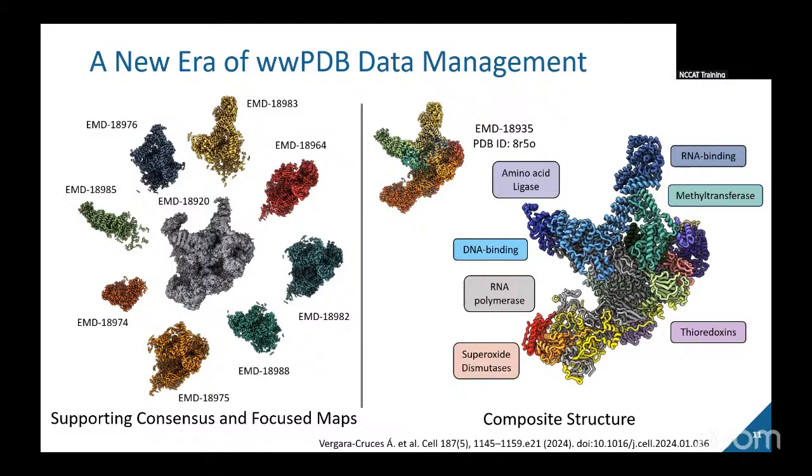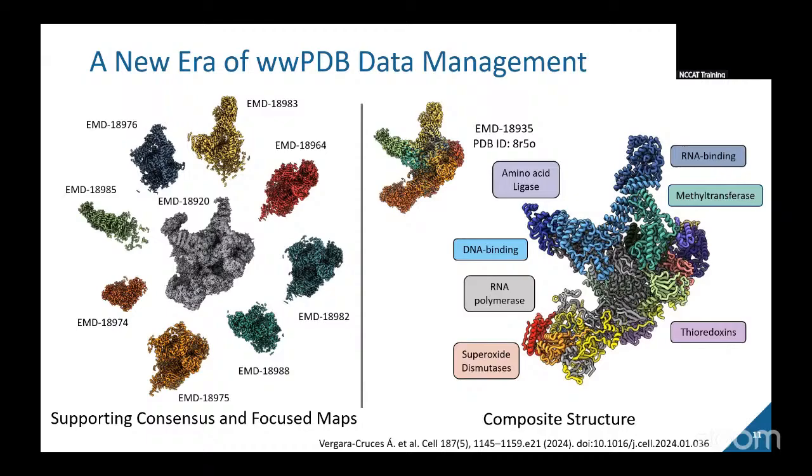And so what's become a common workaround is to split the map up into smaller parts. These are typically domains. You perform these focused refinements to produce then clear, high resolution maps of the components. The components are then combined. This is what we are referring to as the composite map. And hopefully what you see then is a more complete and accurate description of the full structure.